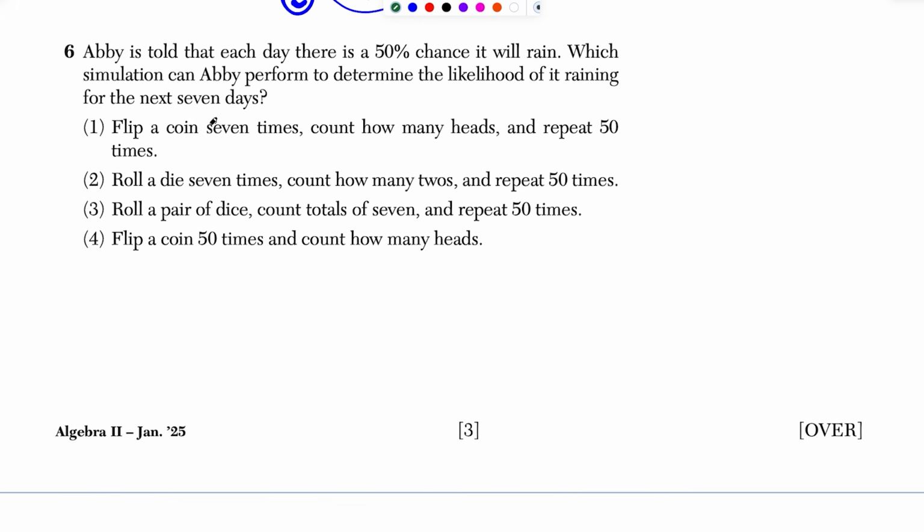Question 6, Abby is told that each day there is a 50% chance it will rain.